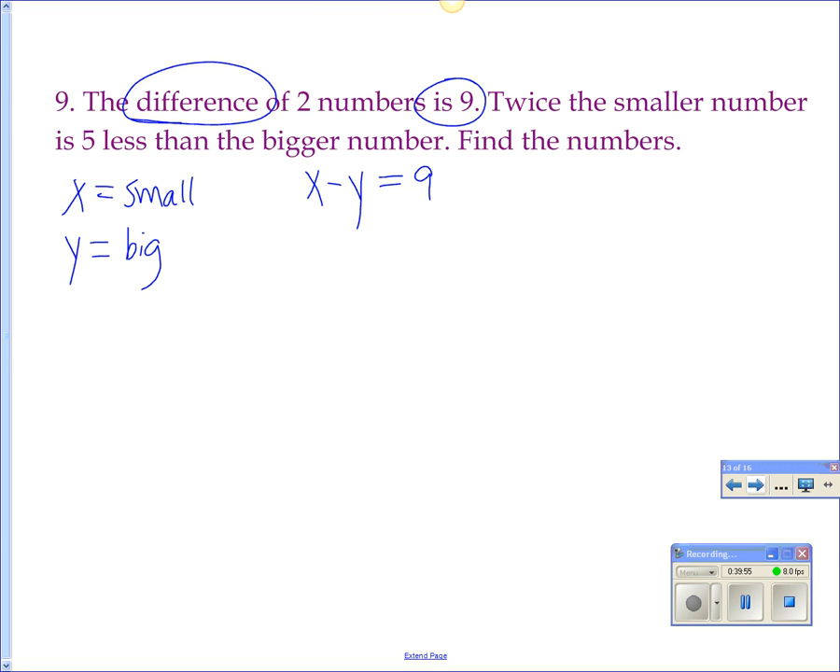All right. The second equation, we have to read it in order. It says twice the smaller. So Stephen A., how do you write twice the smaller? Very good. 2x. Okay, so that's 2x. Then we see is. So we have to stop and put an equal sign. Good. 5 less than the bigger number. Anytime I see less than, I'm going to put an arrow because I have to switch it around. What letter are we using for the bigger number? Y minus 5.